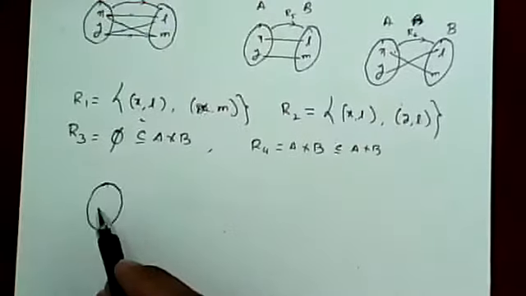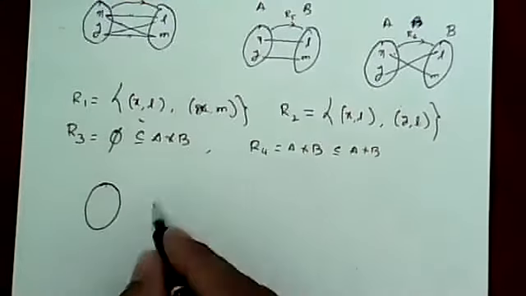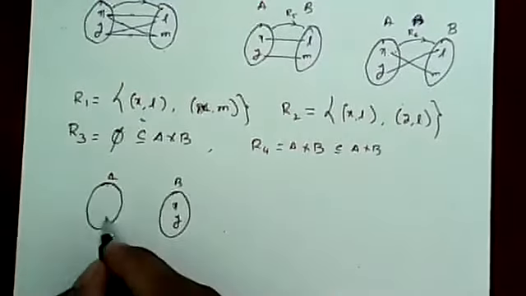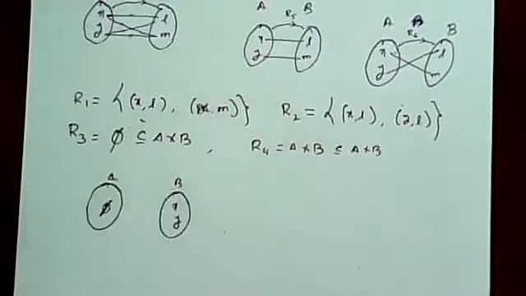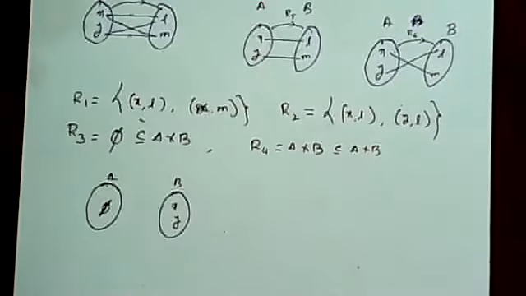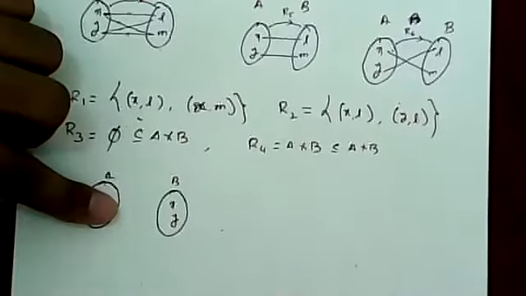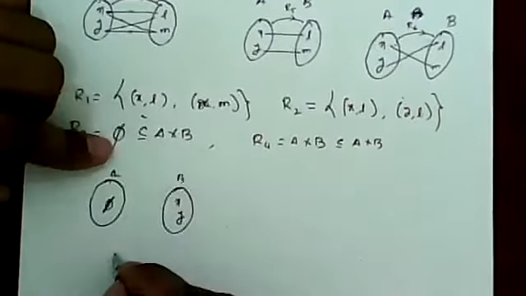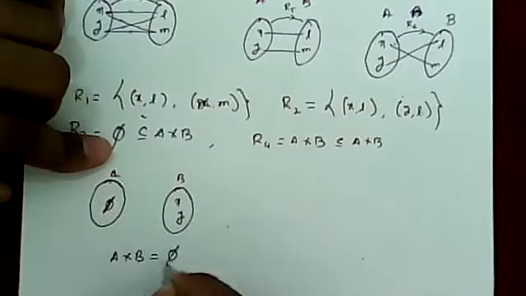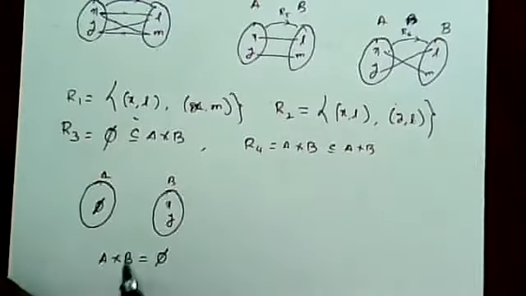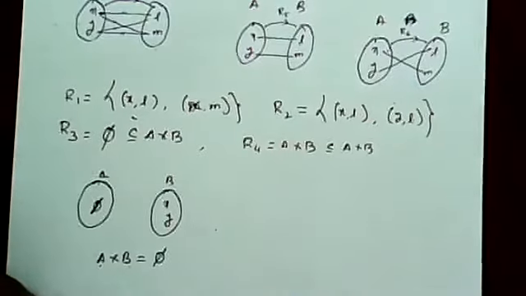Now, if we have a classroom with no element, and another room having 2 elements. If this is A and B, then no element means what? This is phi. Phi is just a symbolical representation; there is no element in the practical sense. So if there is no element, can you have any connections? No, right? So in that case, A cross B will be what? This is basically phi. There is no connection. So A cross B will be phi only when one of A and B is an empty set.